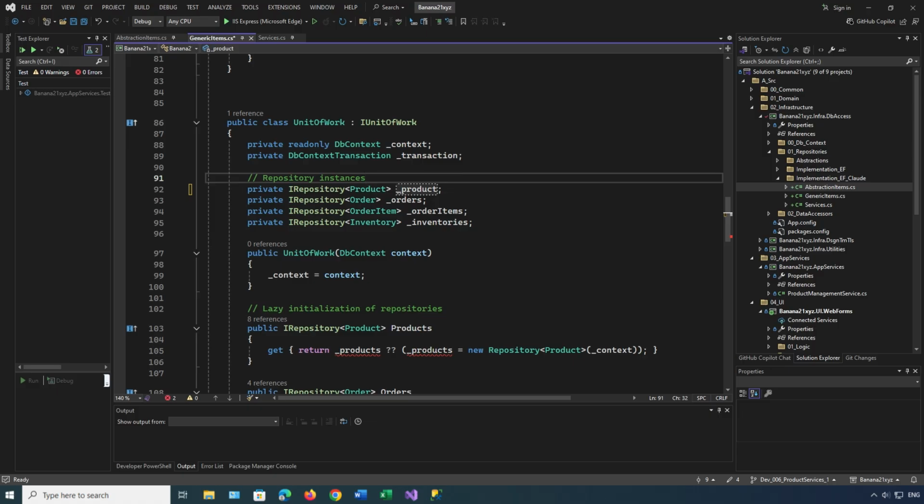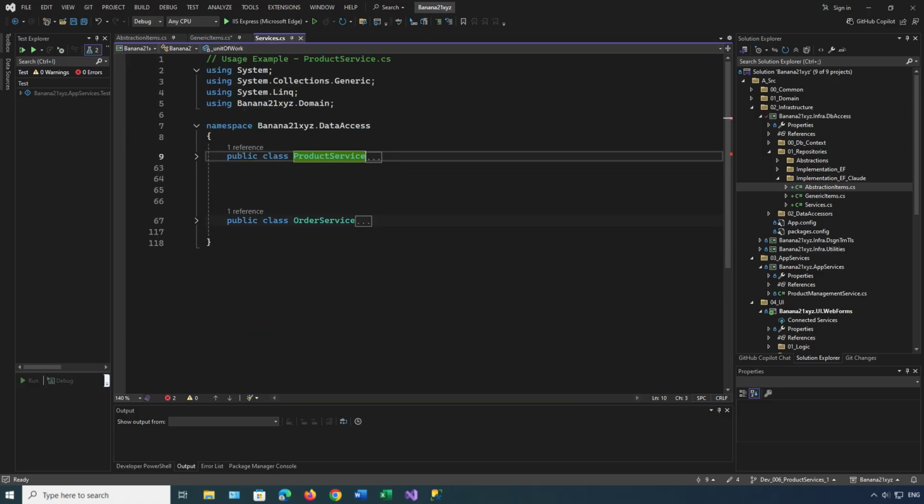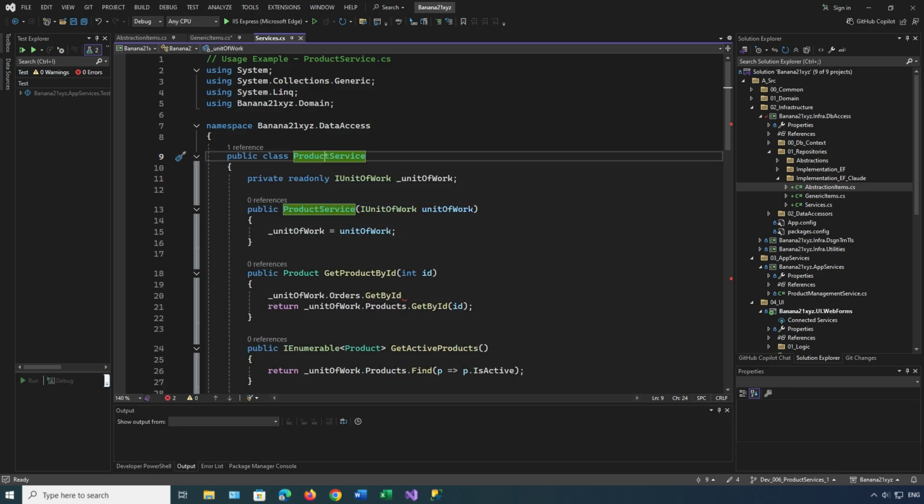When it comes to actually using the unit of work, Claude creates yet another layer on top of the unit of work. It calls these classes by a generic name, service. But it's not quite clear whether these are still data access or whether there's going to be more logic that can be added to these services.